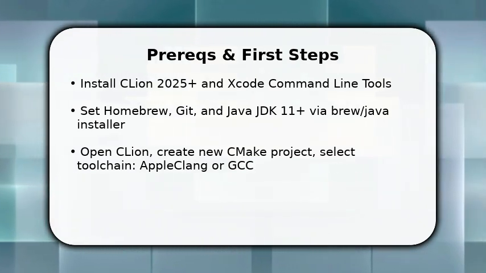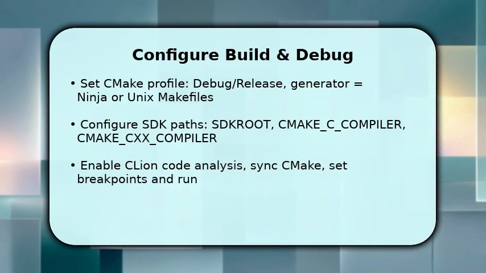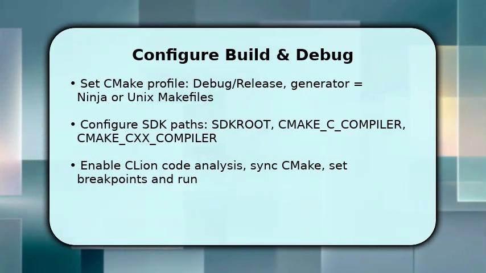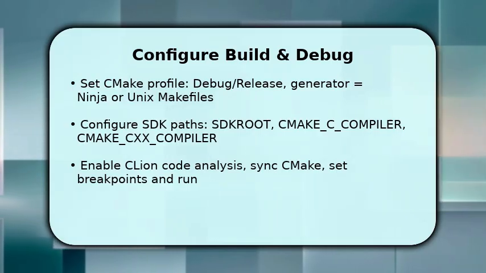Once the project exists, configure CMake profiles. Choose Debug for development and Release for production. Select Ninja for faster builds if available.